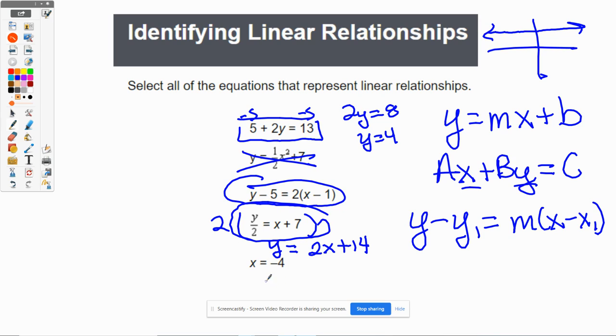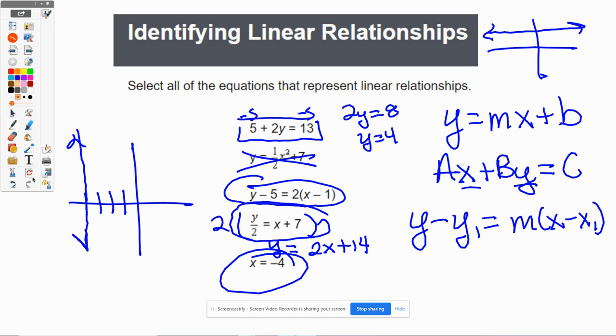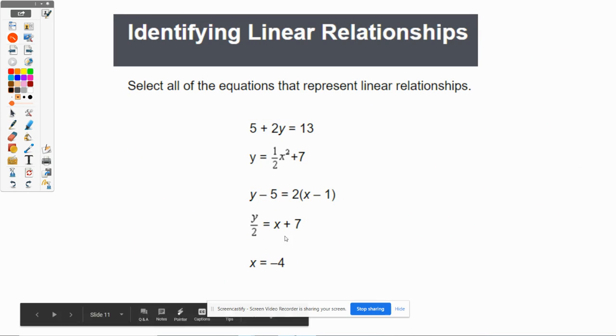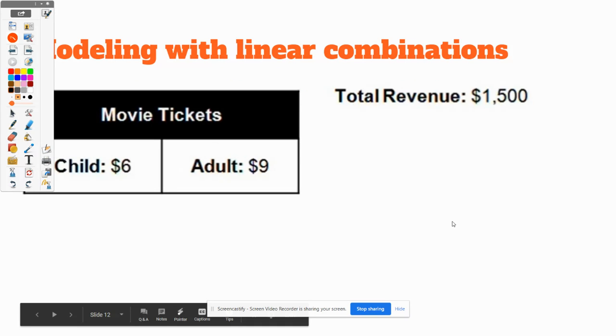x equals -4 is also a linear relationship. It is not a function at all, excuse me, it is a linear relationship. But this is not a function because it is a vertical line, but it is linear. So this is what we call a special one as well. So be careful with the special ones. They are still lines, but the x equals -4 is not a function.